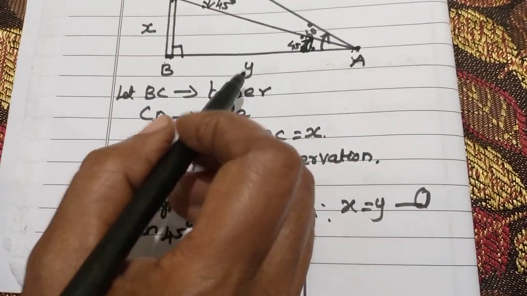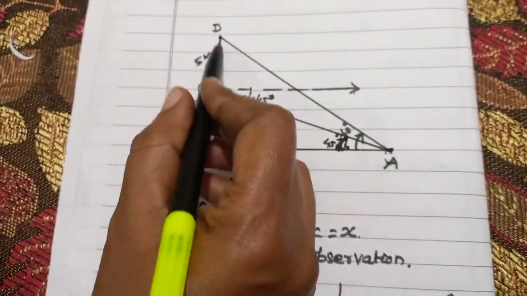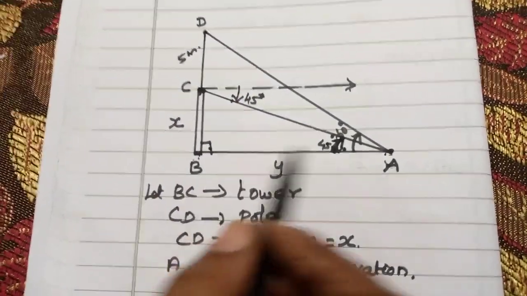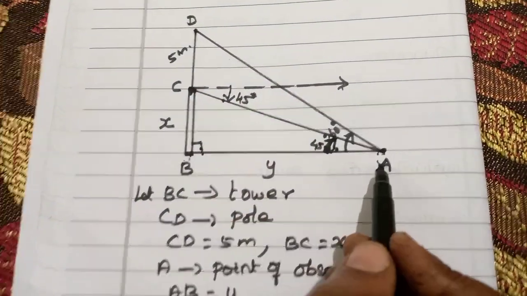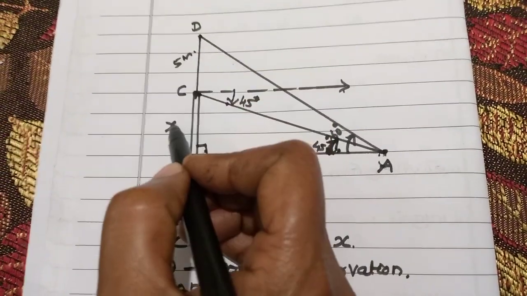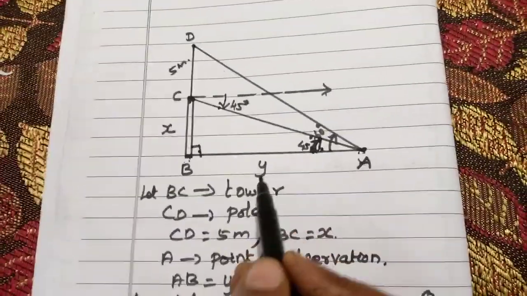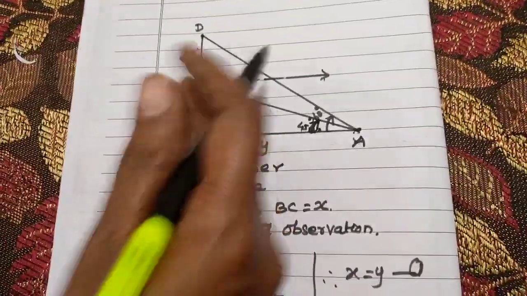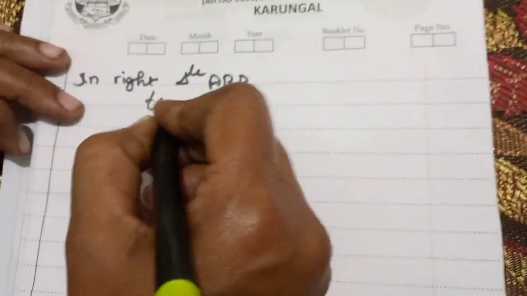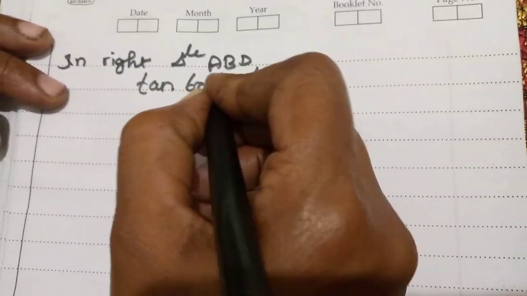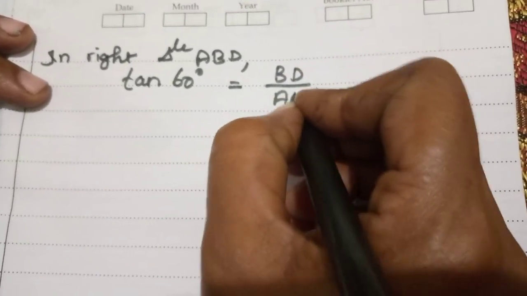Consider the right triangle ABD. Here also this opposite side only we need so that tan ratio enough to take. So opposite side is BD by adjacent AB. BD we have x plus 5. AB we have y. Okay, let's write. So in right triangle ABD, tan 60, here angle of elevation is 60 degree, is equal to opposite side is BD by adjacent side is AB.